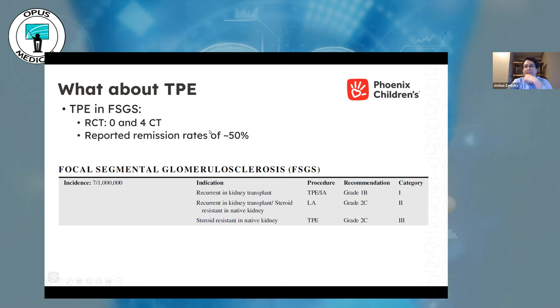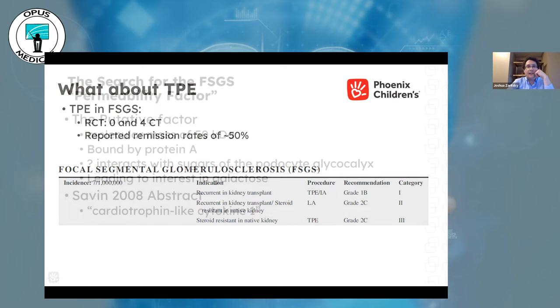I bring that up because not only do we need more data for lipid apheresis, which I'll get to in a second, but we need more data for just the current standard of care.